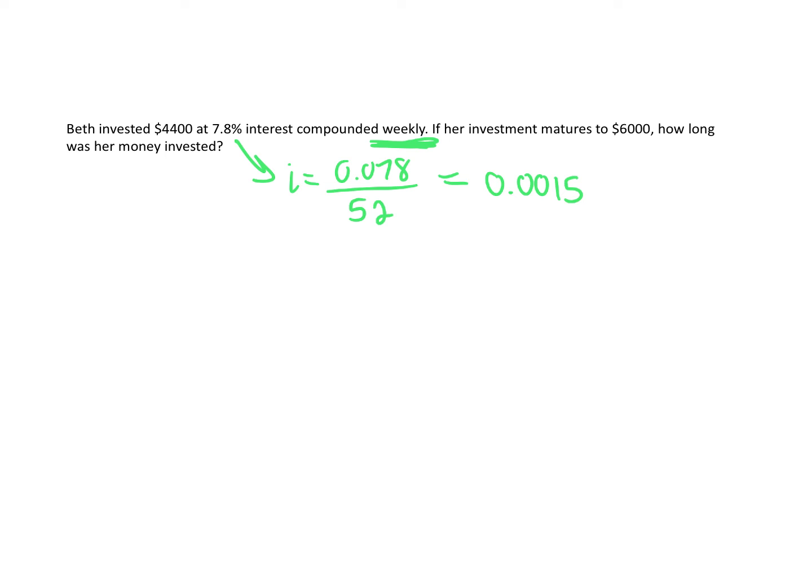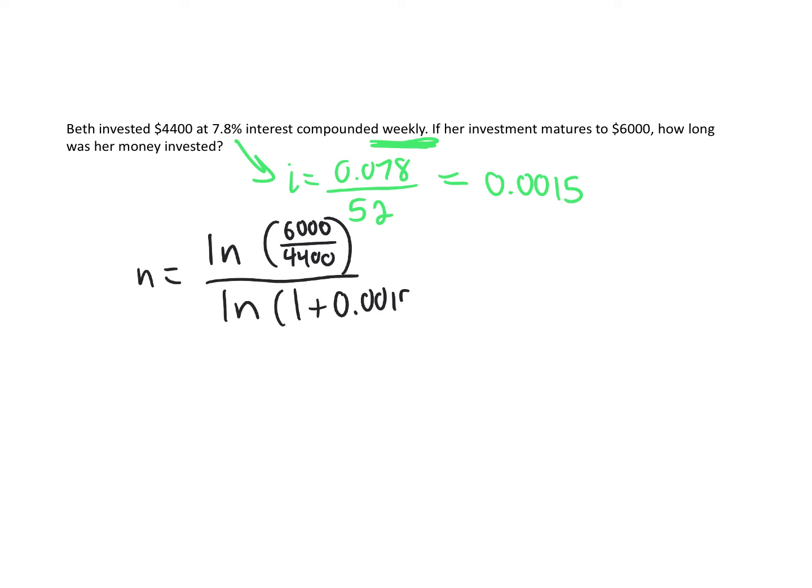Now from here, we can calculate using our formula. So n equals ln of future value over present value over ln of 1 plus I. Now before we go any further, ln, okay? This here is what we call ln, the natural logarithm. Now, we use that to solve exponential equations.